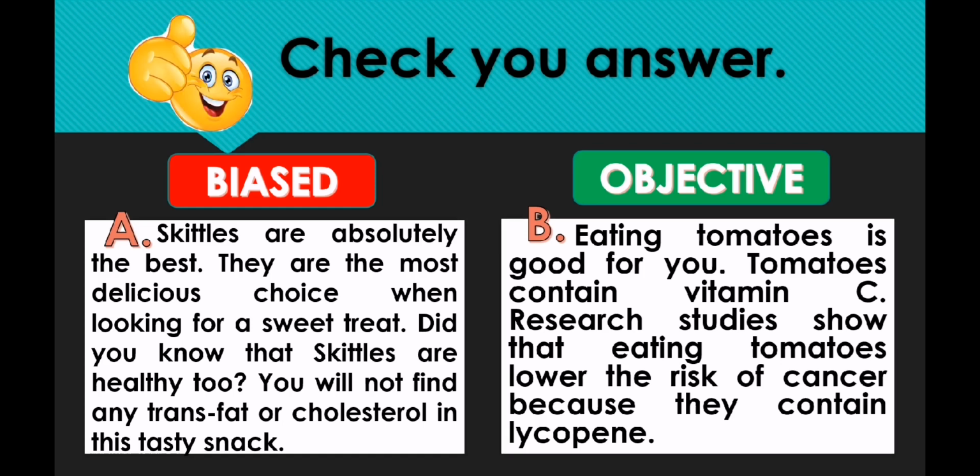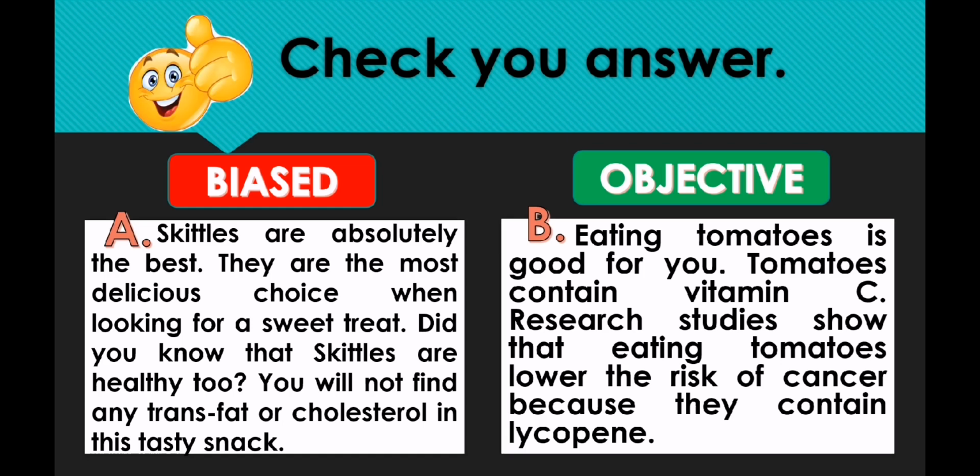Letter B naman is objective or factual or fair dahil eating tomatoes is good for you. Tomatoes contain vitamin C. Research studies show that eating tomatoes lower the risk of cancer because they contain lycopene. This one is factual or objective kasi ito ay nagpapakita ng ebidensya. May binanggit dyan na research studies show. So, sinusuportahan ng research yung kanyang claim. Kaya this one is objective.